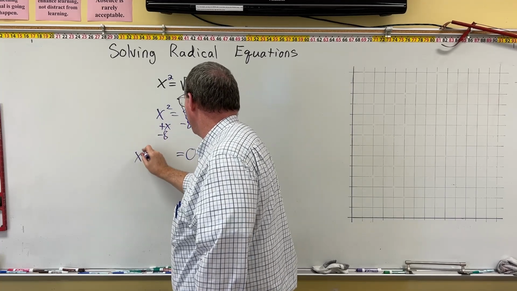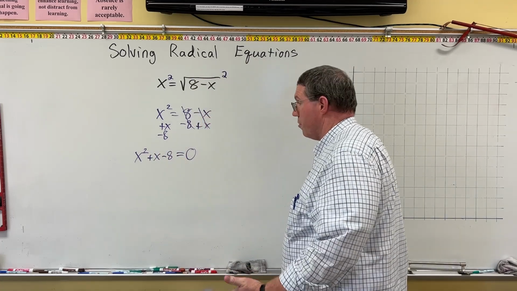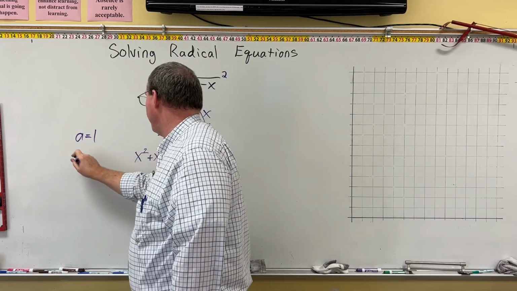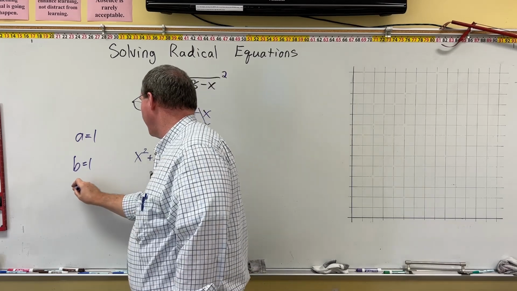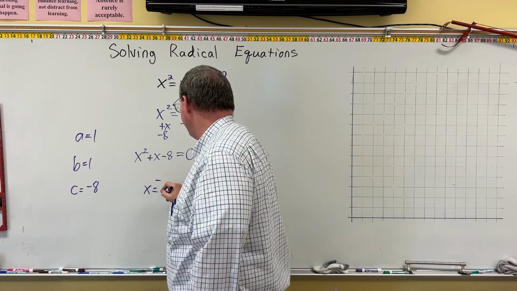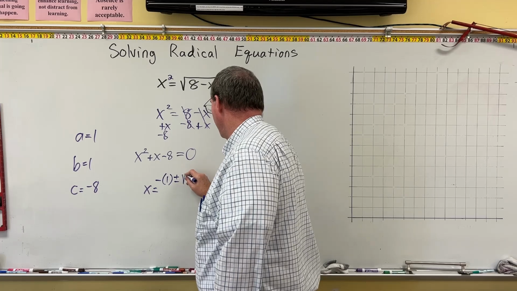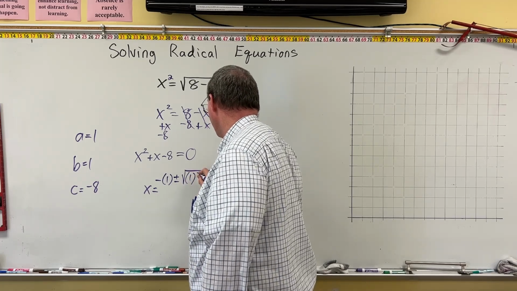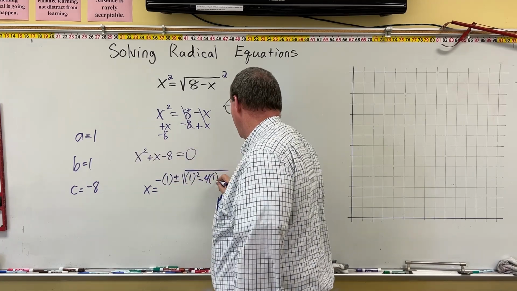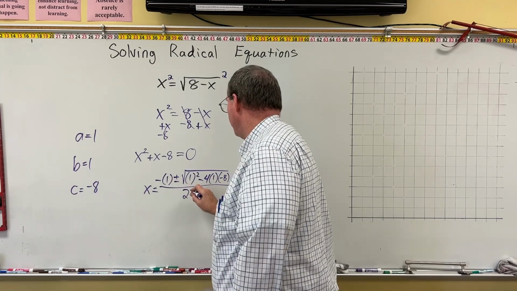We have x squared plus x minus 8. And this is a pretty simple one. We're going to use the quadratic formula. This is really easy. A is equal to 1. B is also equal to 1. See? And C is negative 8. All right, so we're going to do the quadratic formula. X is equal to negative B, and B is 1, so we're going to put negative and then 1 in the parentheses, plus or minus the square root of B, 1, squared, minus 4 times A, which is 1, times C, which is negative 8, all over 2A, 2 times 1.